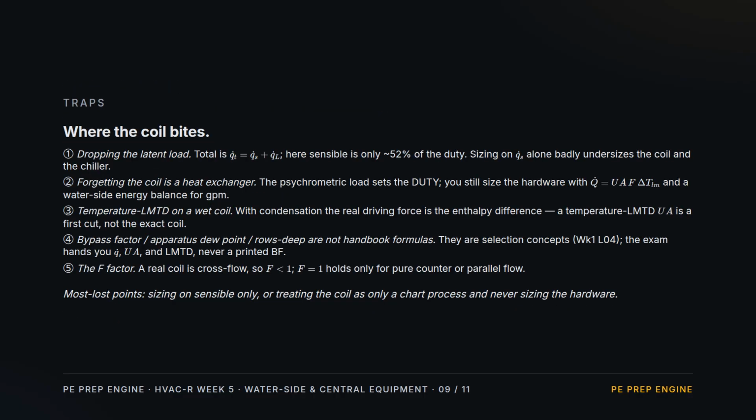The traps. 1. Don't drop the latent load. Sensible here is only about half the duty. 2. Remember the coil is a heat exchanger. The load sets the duty, but you still size the hardware with UA and an energy balance. 3. A temperature-based LMTD on a wet coil is only a first cut. 4. Bypass factor and apparatus dew point are not handbook formulas. 5. A real coil is cross-flow, so the correction factor is below 1. F equals 1 only for pure counter or parallel flow.